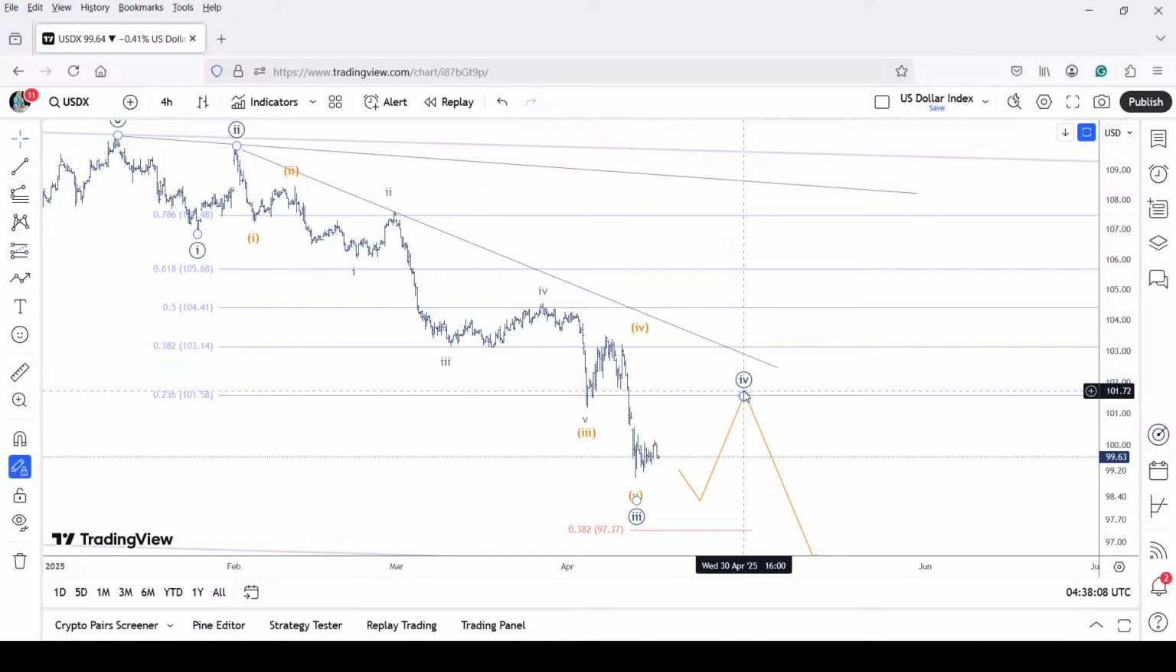which falls in line with the guidelines of wave 2 and 4 alternation, where the second wave was quite sharp, as we discussed in the euro, quite similar in the dollar index as well. And wave 4, quite reasonably, is taking its own time and producing a sideways corrective action. All right, that's what the nature of wave 4 would be when the second wave is a very sharp move.